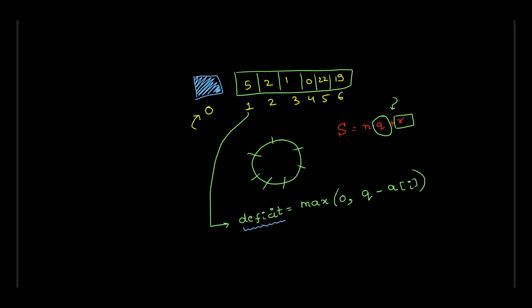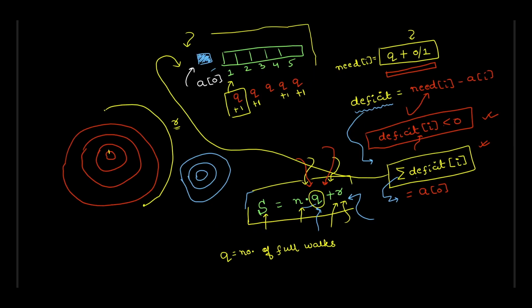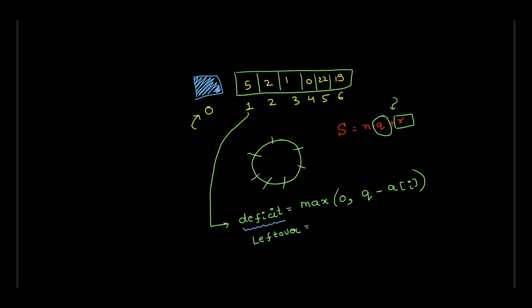And this person will also have a leftover. Previously we had an exact one-to-one mapping, that is, the deficit was known explicitly because it was defined as need of I minus A of I. But this time we don't know need of I, but we know that need of I will be at least Q and then some extra, either 0 or 1. But since we don't know that, let's only consider the game for the first Q rounds.